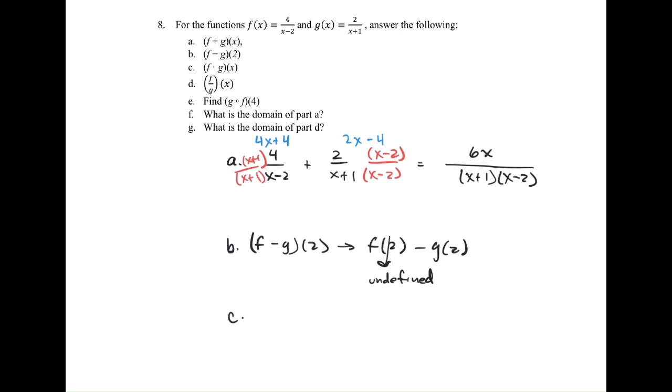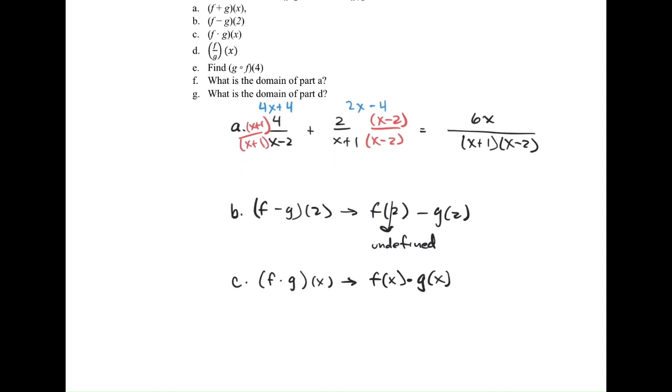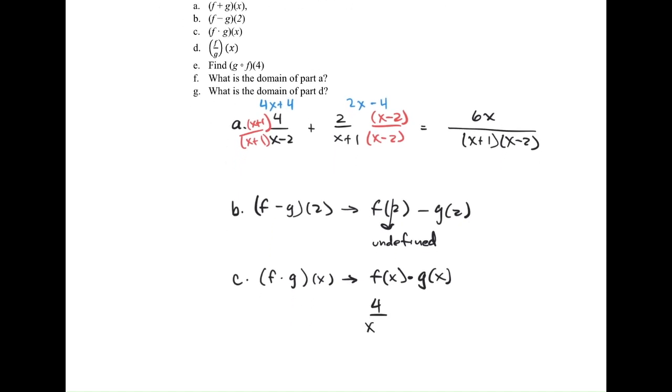For part C, f multiplied by g is just f of x multiplied by g of x. So we're going to have 4 over x minus 2 multiplied by 2 over x plus 1. Nice thing about multiplying fractions is you just multiply straight across.